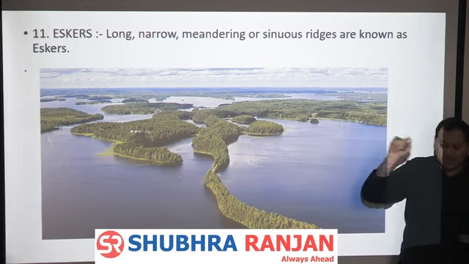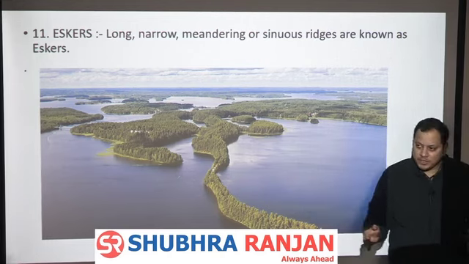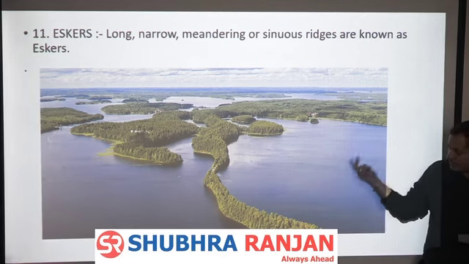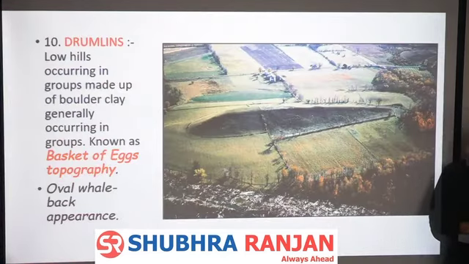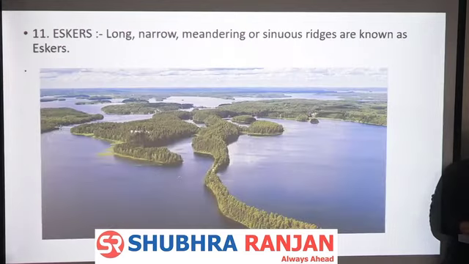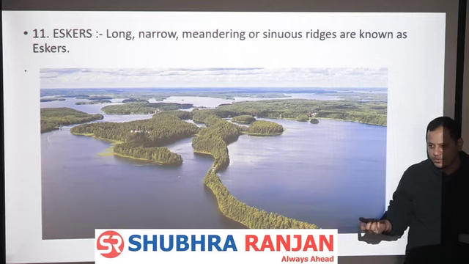What is the key word you should remember? Eskers, depositional landform or erosional? Depositional. Drumlins, depositional. What is the difference between them? One is the basket of egg topography, and the other is long, narrow, sinuous ridges. Phir after that water hoga usmein and the plants can grow.